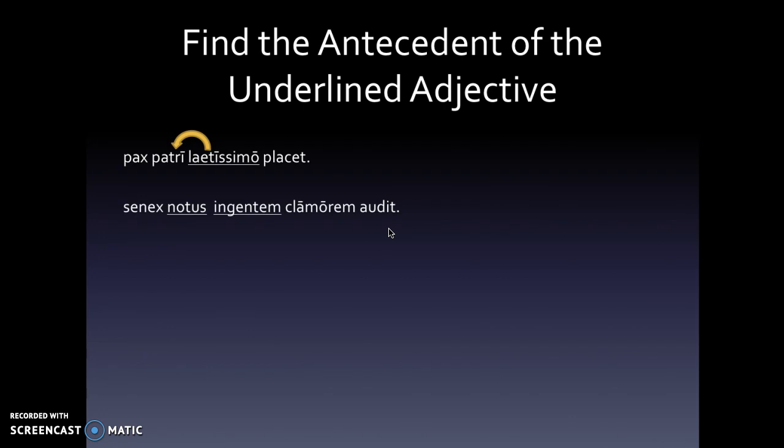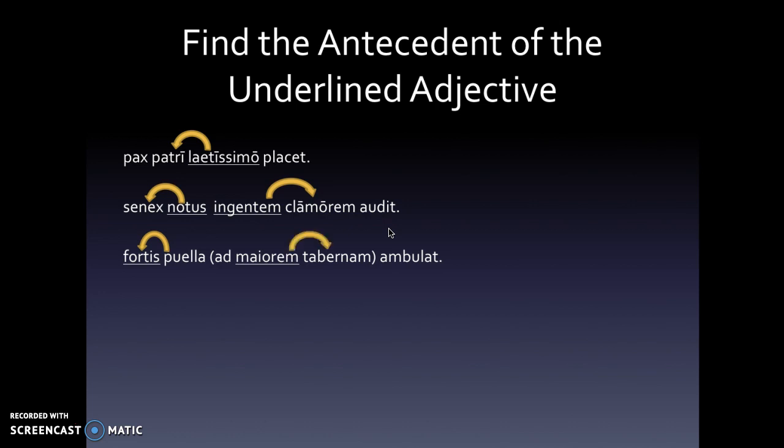Senex notus ingentem clamorem. Notus is modifying senex. They're both nominative, masculine, singular. Ingentem is modifying clamorem. Fortis puella ad majorem tabernam ambulat. Fortis is modifying puella. They are both nominative, singular, feminine, even though they look different because they come from different declensions. Majorem is modifying tabernam. They're both feminine, accusative, singular.